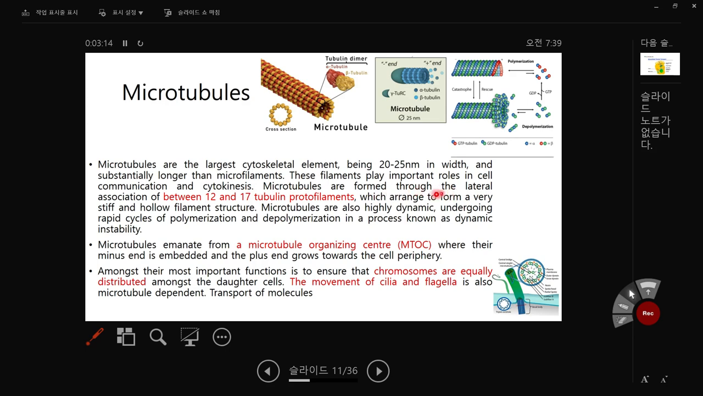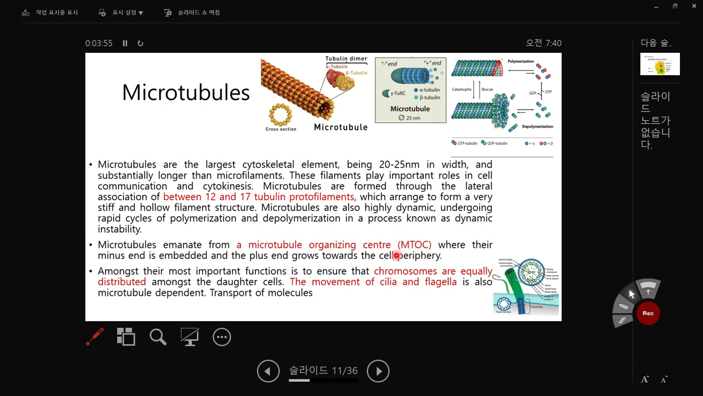Microtubules are formed through the lateral association of between 12 and 13 tubulin protofilaments, which arrange to form a very stiff and hollow filament structure. Microtubules are also highly dynamic, undergoing rapid cycles of polymerization and depolymerization, a process known as dynamic instability. Microtubules emanate from a microtubule organizing center. They are derived from this microtubule organizing center where their minus end is embedded, and the plus end grows toward the cell periphery.